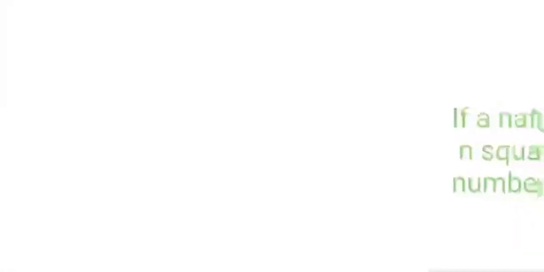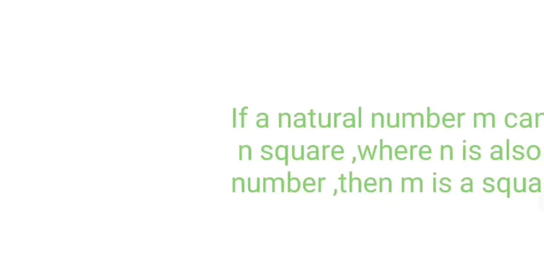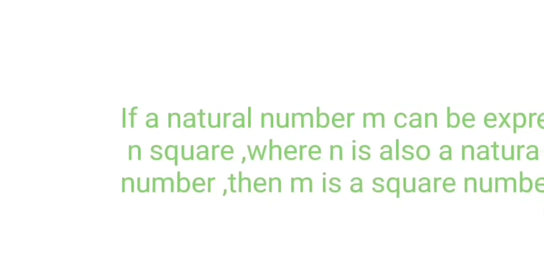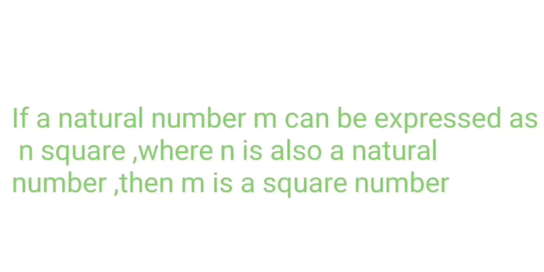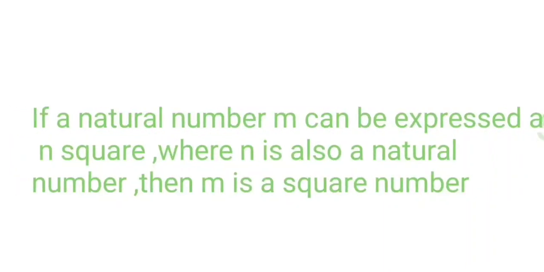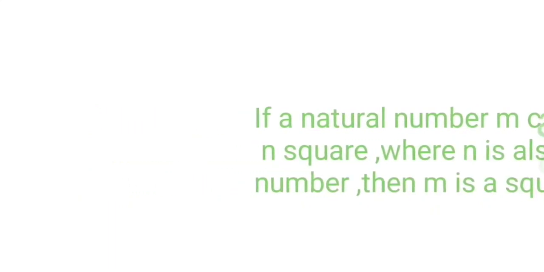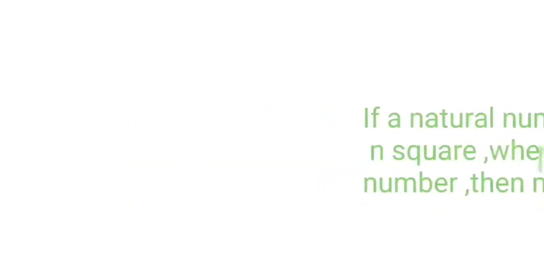So if a natural number m can be expressed as n square, where n is also a natural number, then m is a square number. Like 5 square is 25, 6 square is 36. So these 25, 36, these are the square numbers.